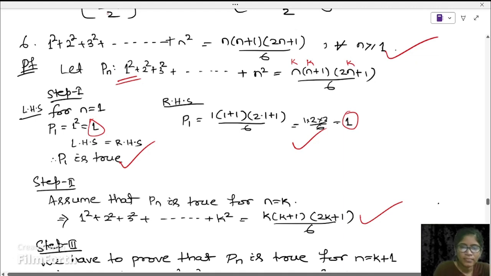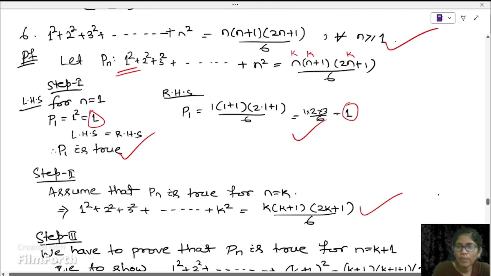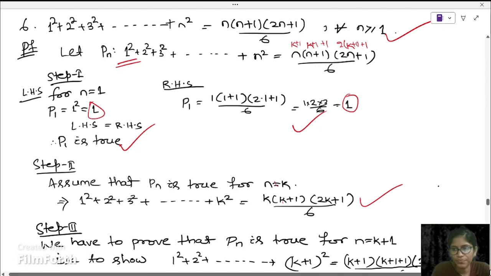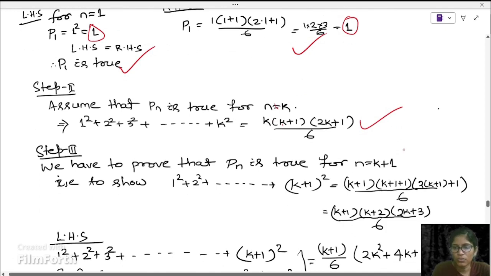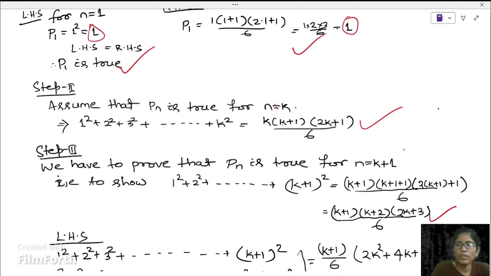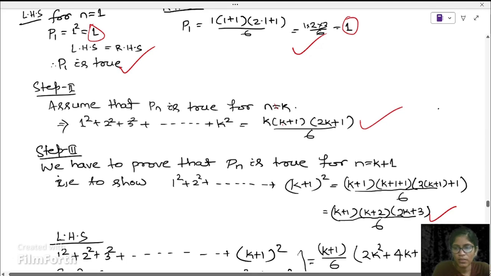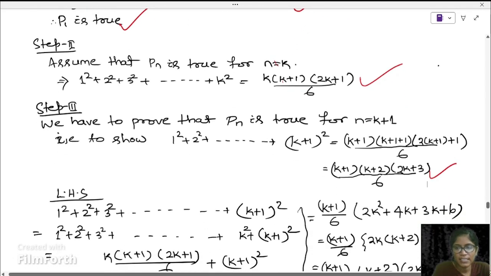In step 3 we have to prove that it is true for k plus 1. That implies putting k plus 1 here, and here also putting k plus 1. Here 2 into k plus 1, which equals 2k plus 1 becomes 2 into k plus 1; here k plus 1 which equals k plus 2. It is equal to this. Now to prove from the left hand side.